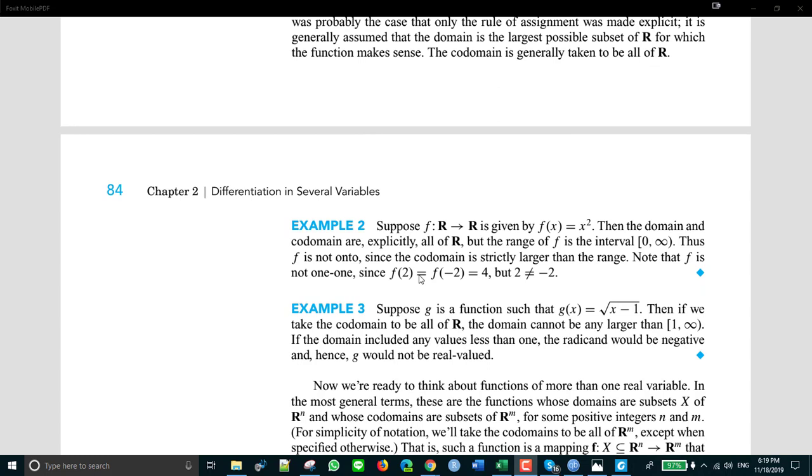So let's just read how that's written again. Note that f is not 1-to-1, since f of 2 equals f of -2. That is, they're both equal to 4. But 2 and -2 are not the same. Okay, here's another example. You can think about this one and read it.